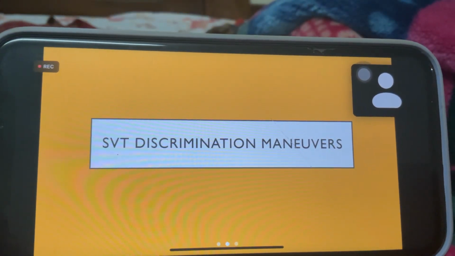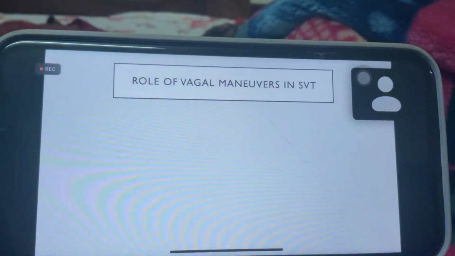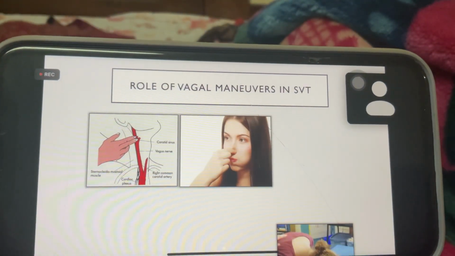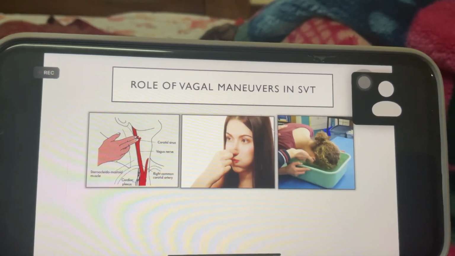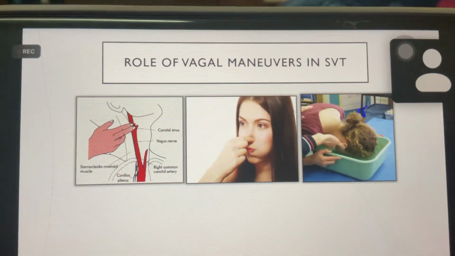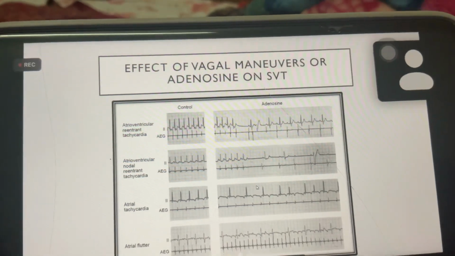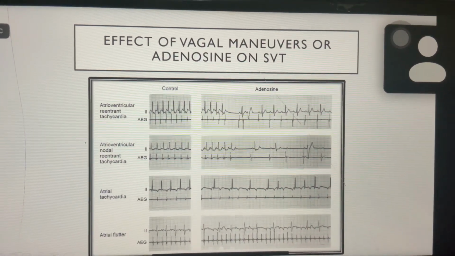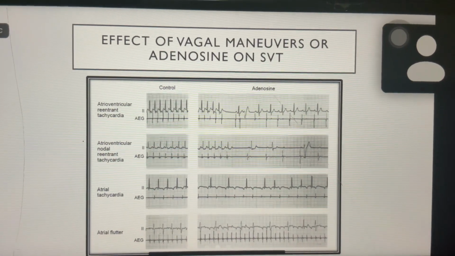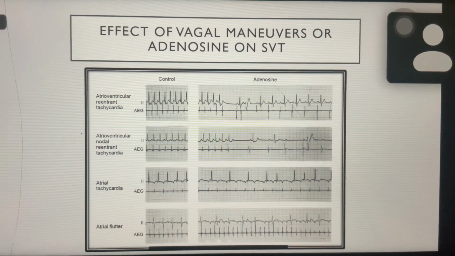So there are some SVT discriminant maneuvers which you can do. Vagal maneuvers: the Valsalva, carotid massage, or dipping the face into cold water. These are the things which you can have. AV nodal re-entry tachycardia or an AVRT which uses the AV node, because they tend to block the AV node, you will have a break of these tachycardias.